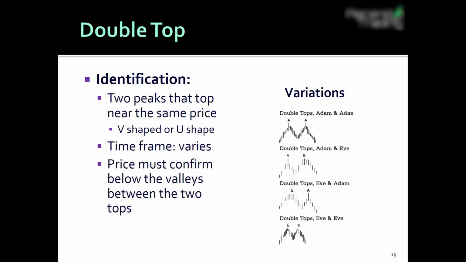So for double tops, it's going to be the same concepts and rules as double bottoms, except that it's going to be 2 peaks that rise at the same or nearly the same price. And it's going to be V or U-shaped, and there's going to be variations with the Adam and Adams and Adam and Eves and vice versa. A break below the SAR confirms the pattern.